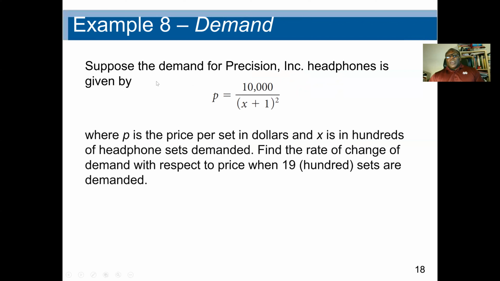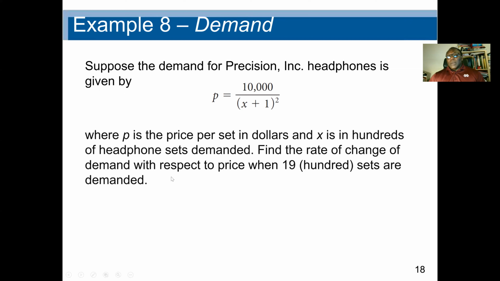So another example here for application. Here they say, suppose the demand for a precision incorporated headphone is given by the following, where p is the price per set in dollars and s will be the hundreds of headphone sets demanded. Now find the rate of change of the demand with respect to price when 1900 sets are demanded.